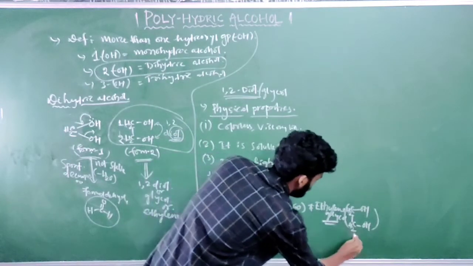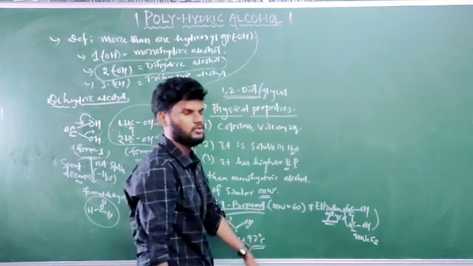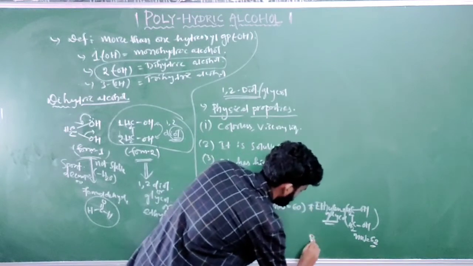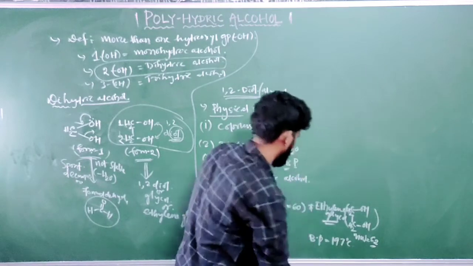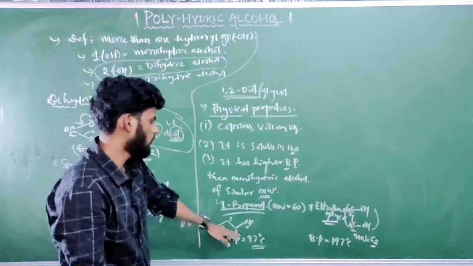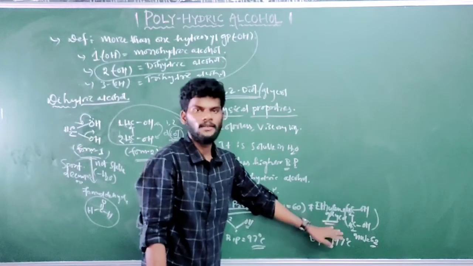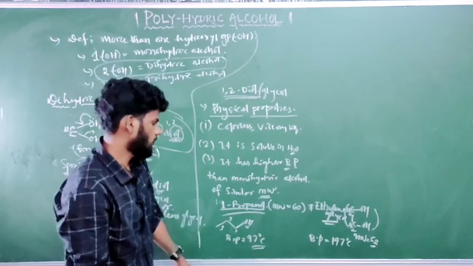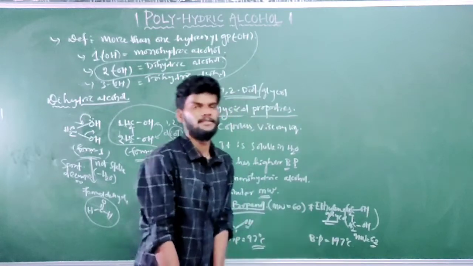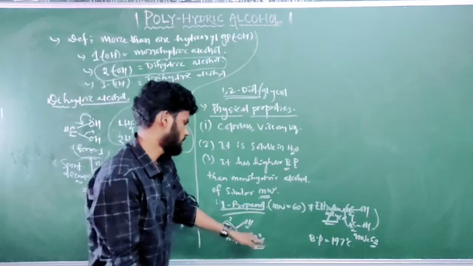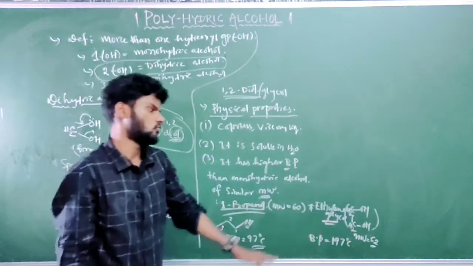So the molecular weight of this compound is around 62. And its boiling point is 197 degrees Celsius. You can compare the boiling point of monohydric alcohol 1-propanol and dihydric alcohol ethylene glycol. There is a huge difference. Here the boiling point is 97 degrees, but here it is 197 degrees Celsius, and both have similar molecular weight: 60 here, and about 62 here.